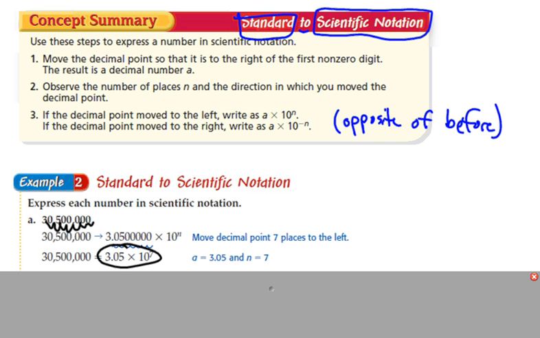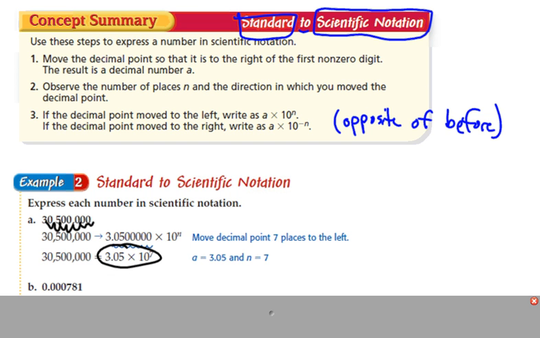And to double check that, you can say it's 3.05 times 10 to the 7th. So I move that 7 places to the right, and hopefully you get back to that number you started with. Okay? Just follow those steps. Here we have a decimal that's very small. So I'll have to move it the other direction. So we're going to move this decimal 1, 2, 3, 4 places.